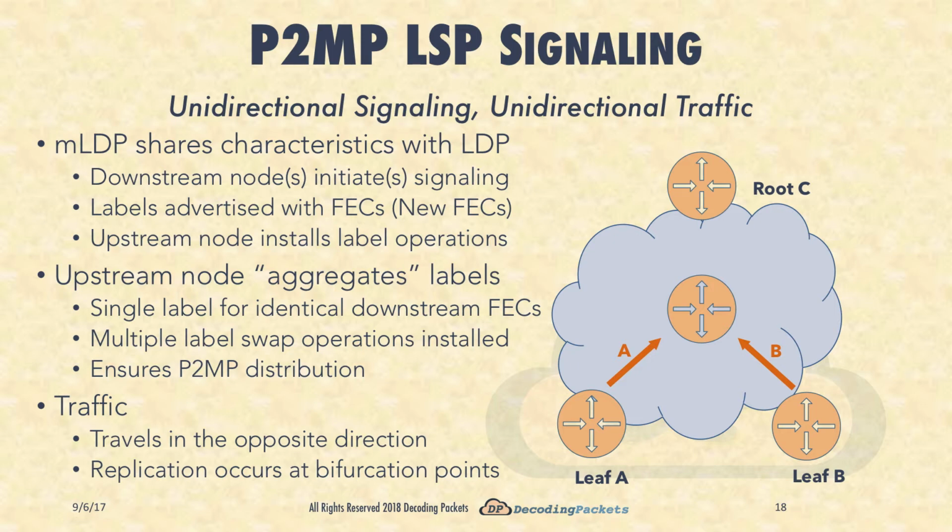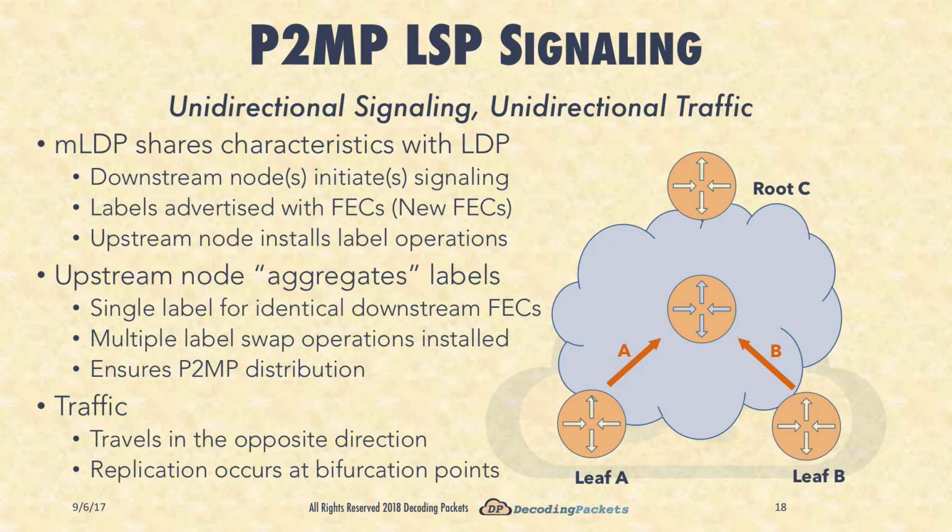The actual contents of these MLDP FECs are important and will be covered in detail shortly. But for right now, let's suffice it to say that the FEC contains information about the ultimate destination of this particular LSP, which is the root of this point-to-multipoint LSP. And like I said previously, it is the ingress router. So the FEC in this case would contain the IP address of root C.